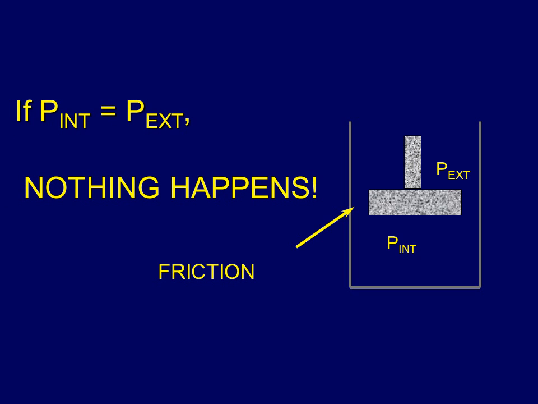If P internal equals P external, then of course nothing happens. In fact, to accelerate the piston or to move it at all, P internal has to be greater. But even if you're moving at constant velocity, there'll be some friction there, and P internal will have to be greater.